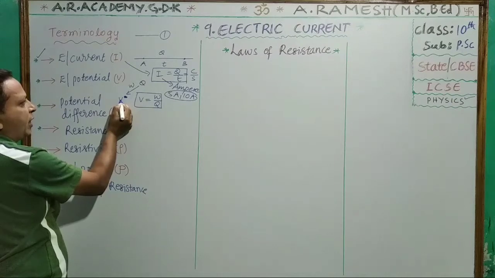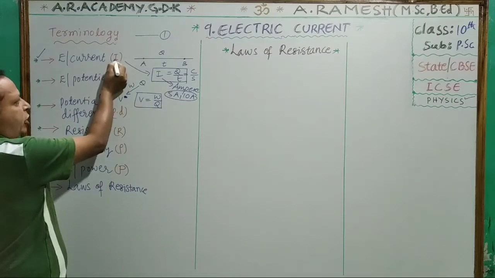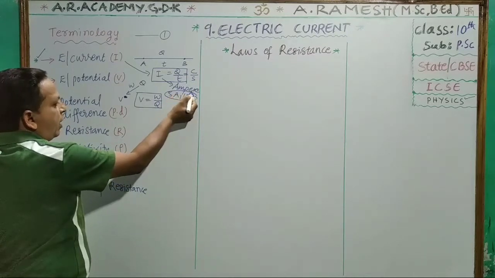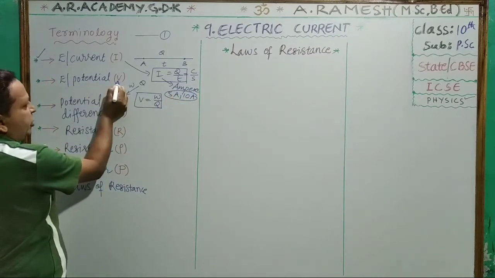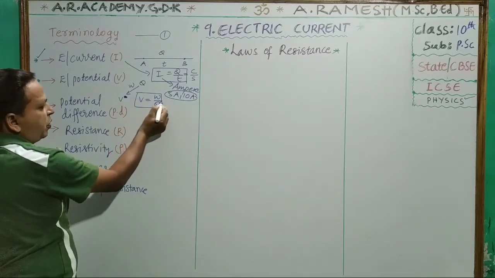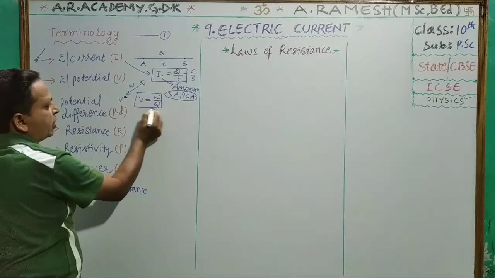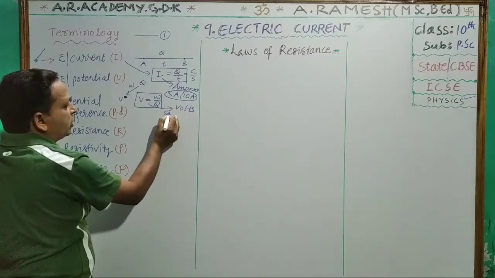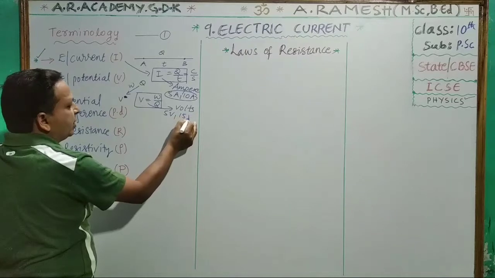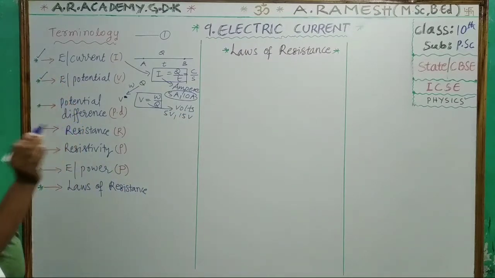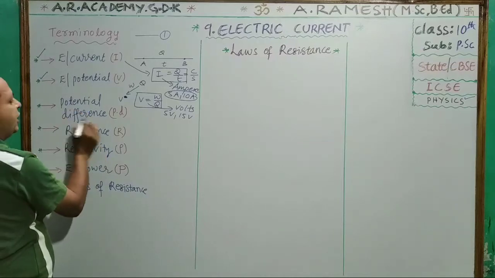It is denoted by the letter V. Electric current is denoted by the letter I. Its units are coulomb per second, that is called ampere. Electric potential is denoted by the letter V, and V equal to W by Q, and its units are volts. 5 volts, 15 volts, like this we will call. Okay children. Then we will go to another term, potential difference.